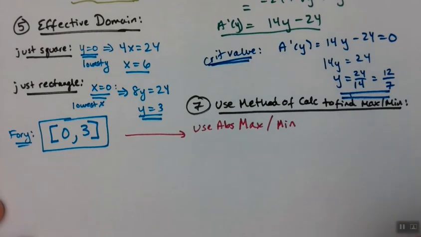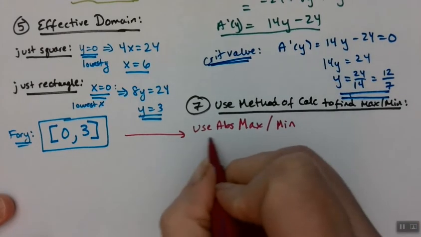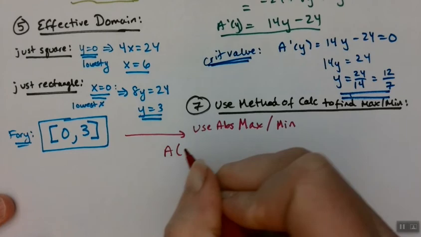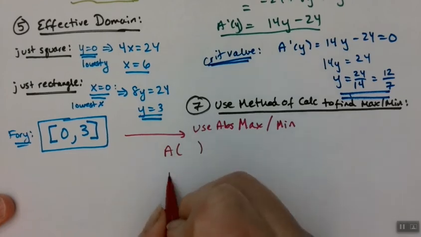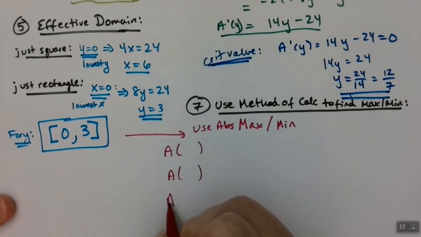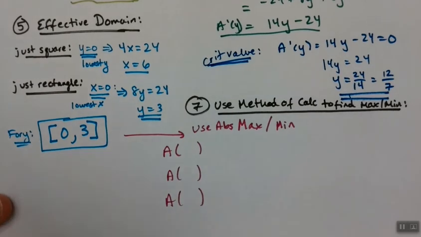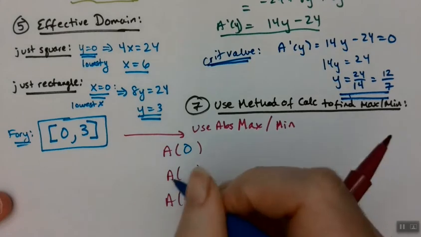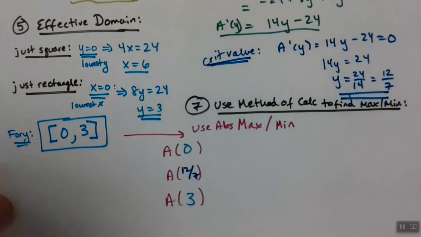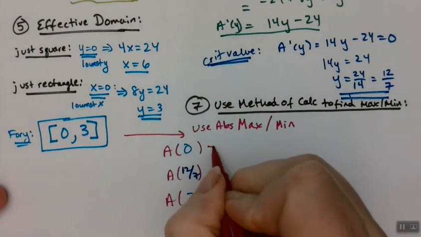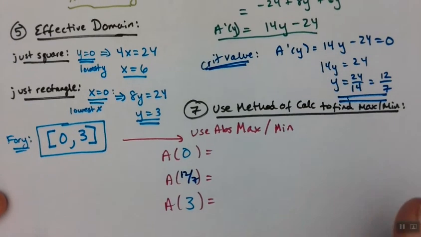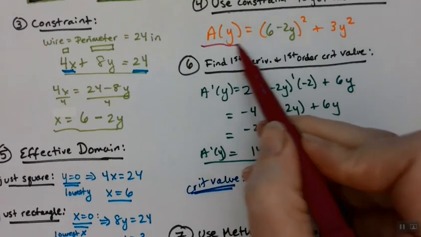All right, so the absolute max/min method says you're going to take your area function, and substitute in the endpoints and the critical value. So I'm going to put in 0, I'm going to put in 3, and I'm going to put in 12/7, and I'm going to find the area. Simple as that. Using this area function that I had right here in step 4.